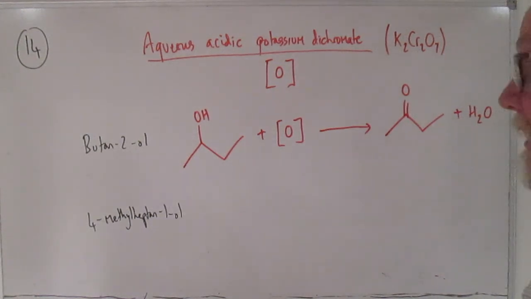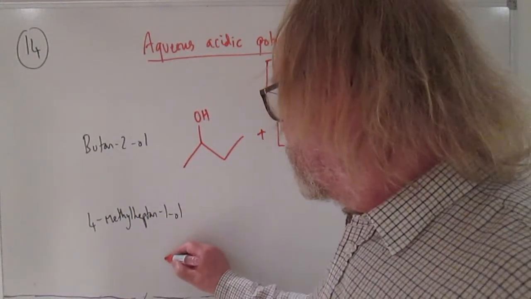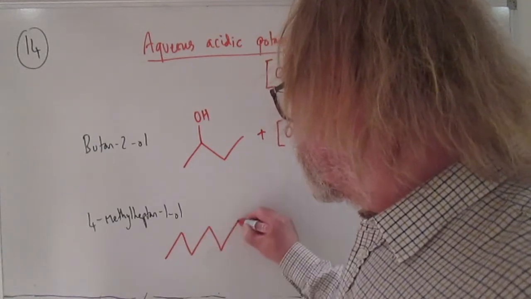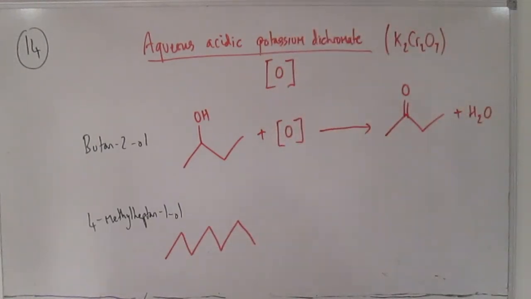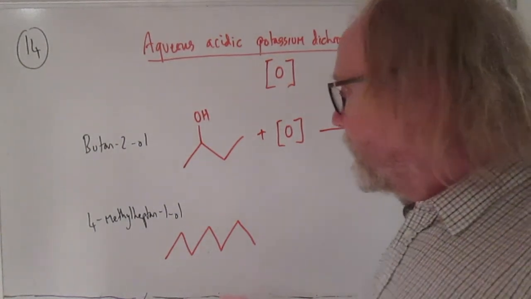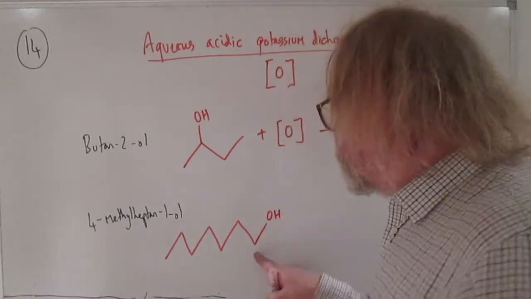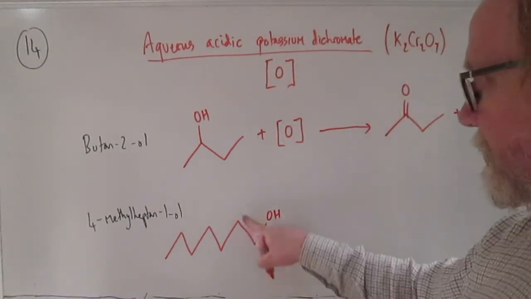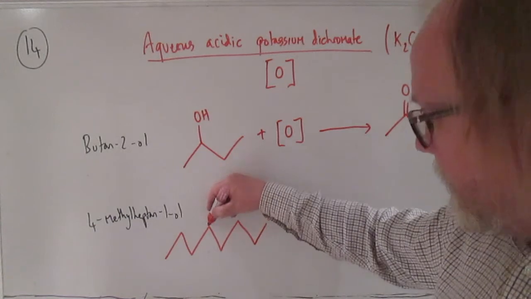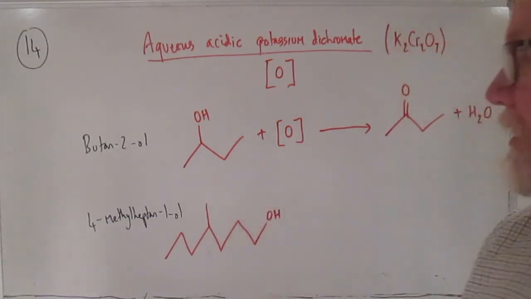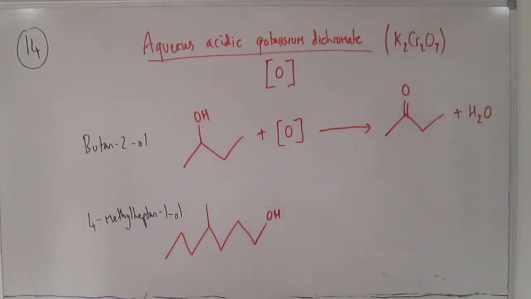Okay, so then 4-methylheptan-1-ol, 1, 2, 3, 4, 5, 6, 7 is your heptan bit, saturated chain of 7. Carbon 1 has an OH group on board, so this will be carbon 1. So carbon 2, 3, 4 has a methyl group. Okay, so that's 4-methylheptan-1-ol. So you can see this time it's a primary alcohol.